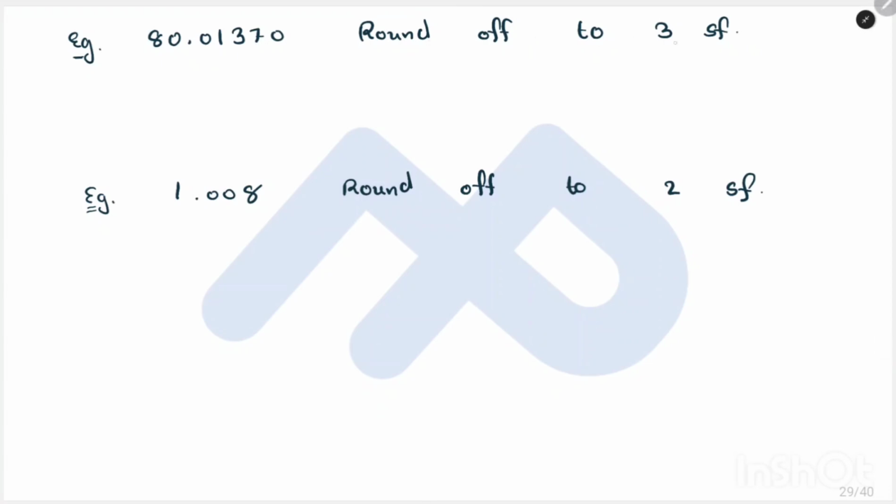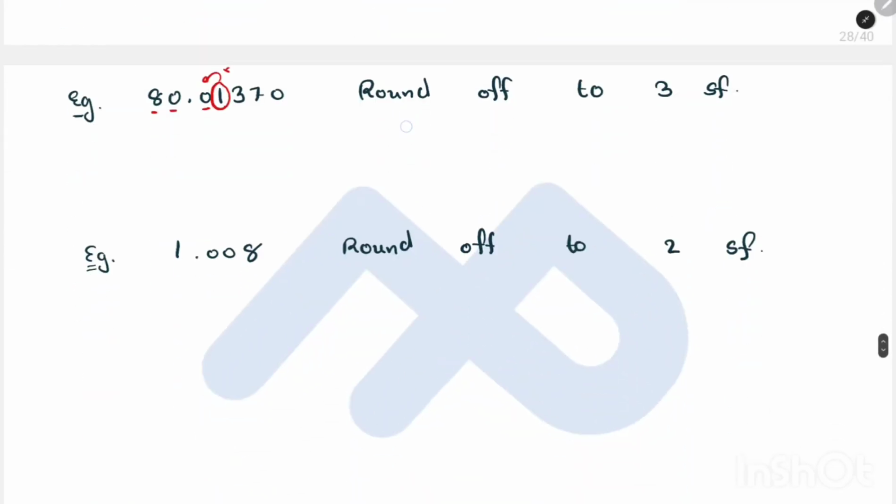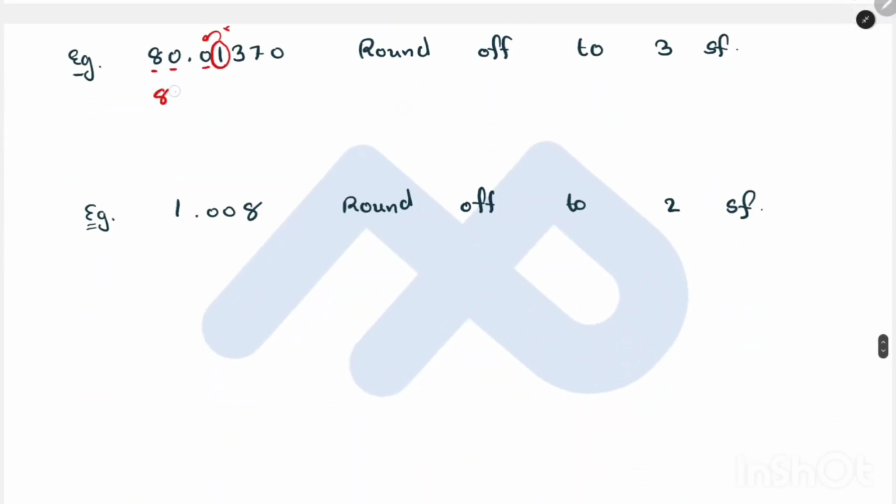80.01370. And we want to round off to 3 significant figures. So this 8 is significant first, then second, and the third significant figure is this. After that, it is 1, so we don't need to add anything here. So you can just write 80.0, and this is the 3 significant figure round off. Okay, let's see the last question.